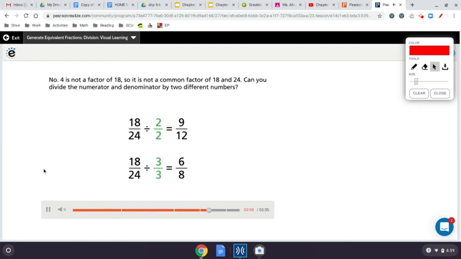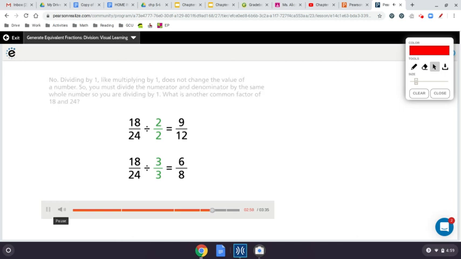Can you divide the numerator and denominator by 2 different numbers? No. Dividing by 1, like multiplying by 1, does not change the value of a number. So you must divide the numerator and denominator by the same whole number, so you are dividing by 1.